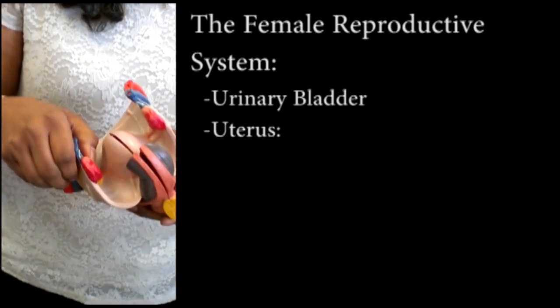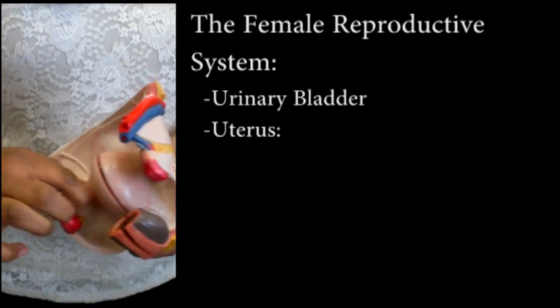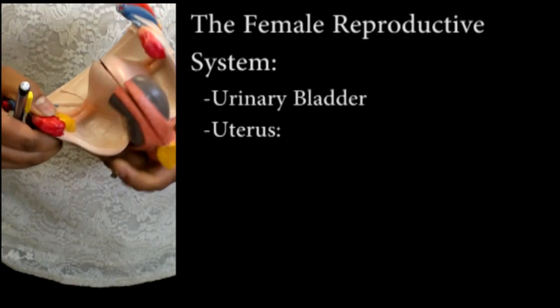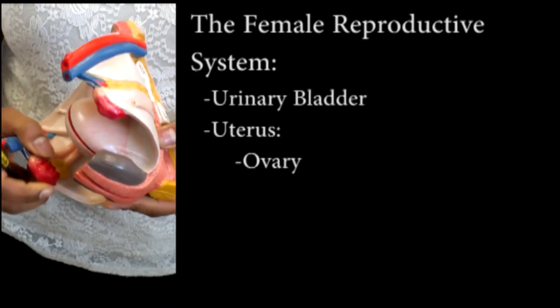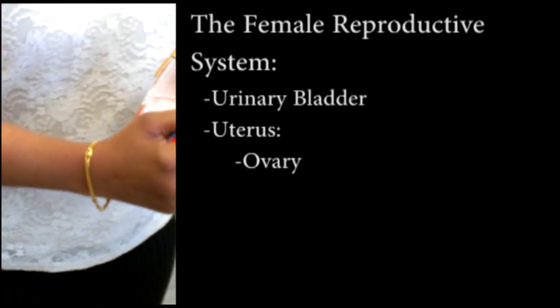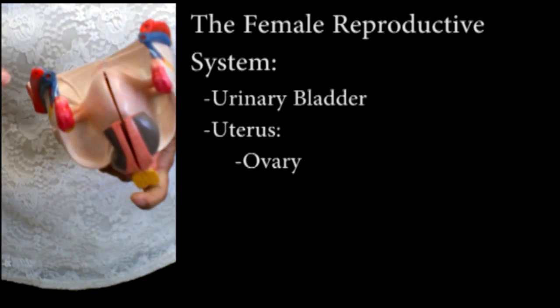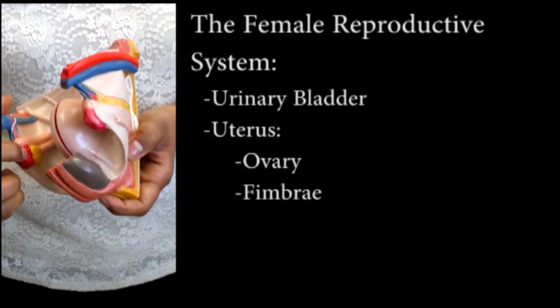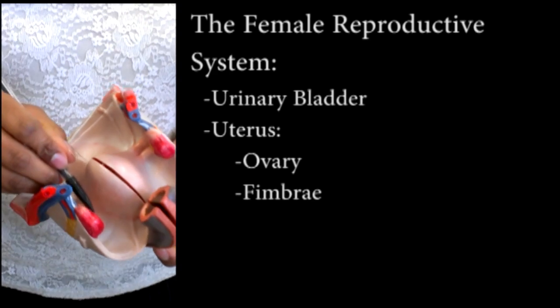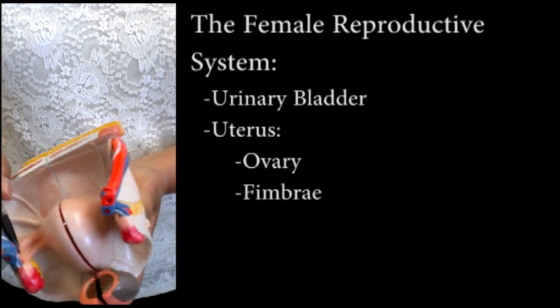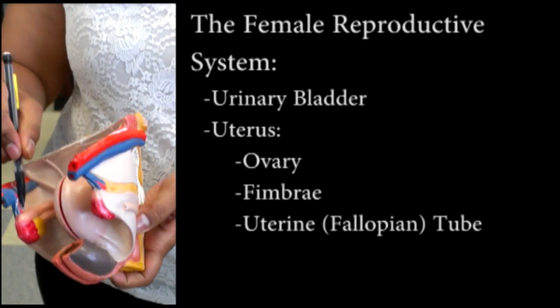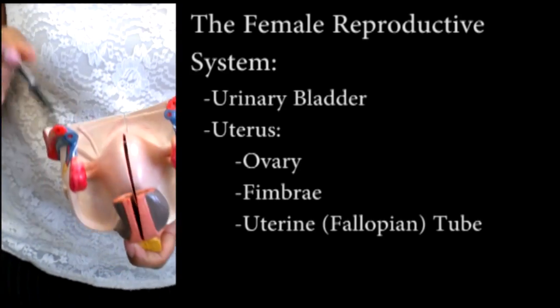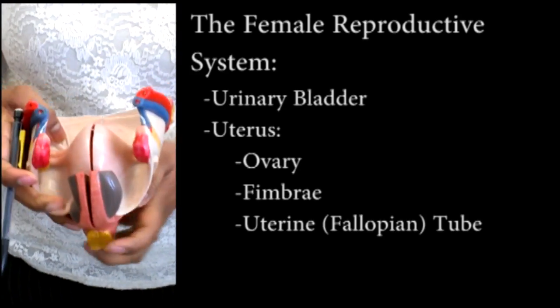Now on either side of these, you could see the organ here in yellow. That's not adipose, but it's an ovary, and it's held together by these finger-like projections called fimbriae. And the fimbriae deposit the egg into the uterine tube or the fallopian tube right there. So you could see those on either side.